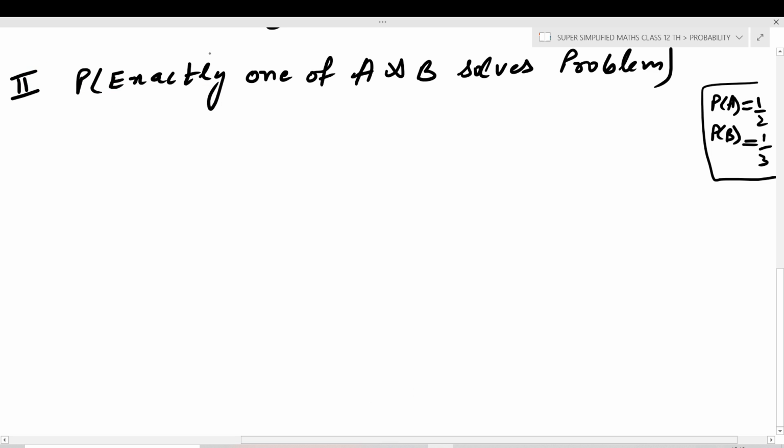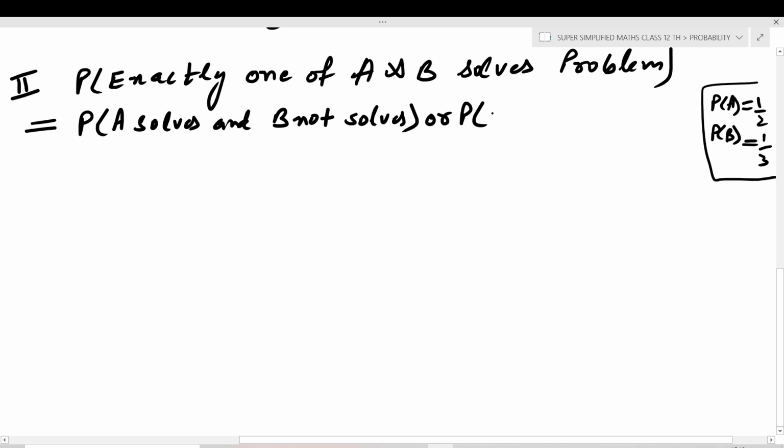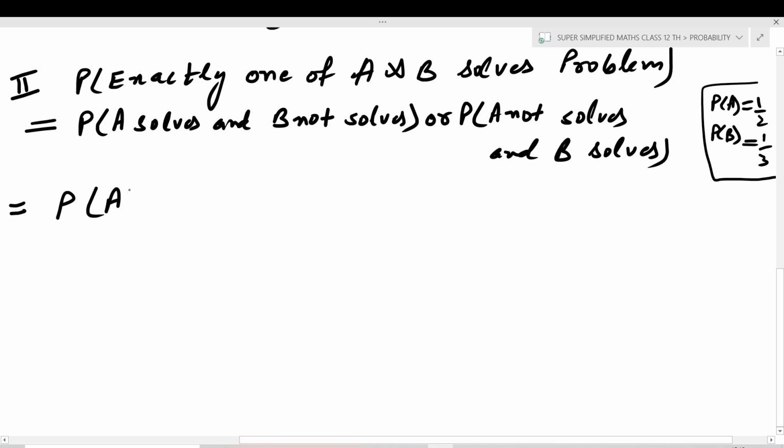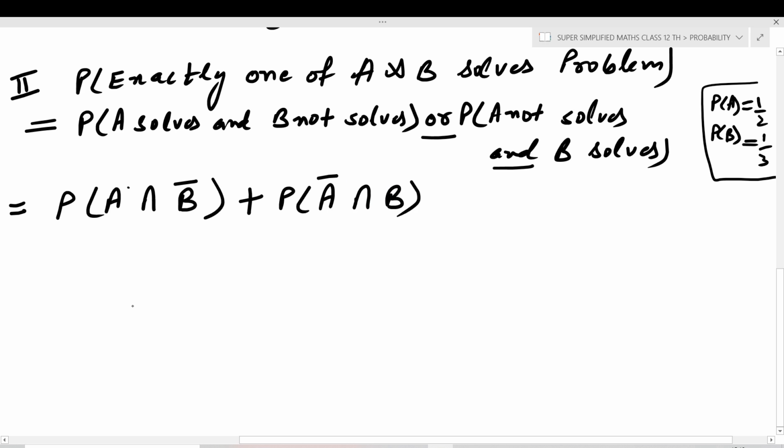Now the second part of the question is, find the probability that exactly one of A and B solves the problem. This means the probability that either A solves and B does not solve, this can be the first case, or the case can be A does not solve and B solves. Since we want only one of them to solve, if A solves, then B does not solve, and if B solves, then A does not solve. A solves means probability of A, intersection, B does not solve means B bar. Or means you have to add the two cases. Probability of A does not solve means A bar, and is translated to intersection, B solves means B. So we have to find this probability.